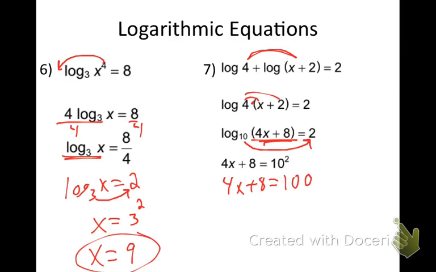What do I want to do next here? I'd want to subtract 8. Give me 4x equals 92. And then I would divide by 4. And I get x equals 23. Nice job.